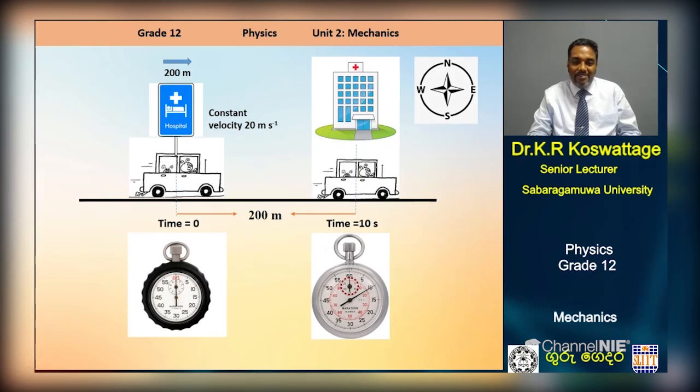Because you know the velocity of the car, which is 20 m s^-1, a constant velocity. Since it is constant velocity, you know that acceleration is 0. Time is 10 seconds and displacement is 200 meters. That is why we can say that the motion of the car is fully described.